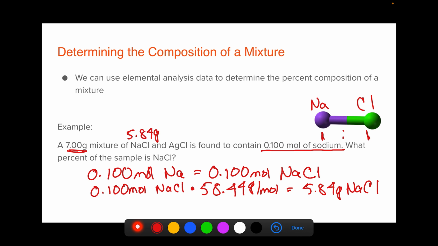Now, since I was asked about the percent composition by mass, I'm going to take the mass of the part, which in this case is 5.84, divided by the mass of the whole, which in this case is 7 grams, multiply by 100 to convert it to a percentage, and I find that 83.4% of this mixture by mass is NaCl.